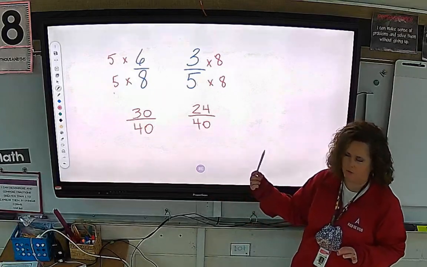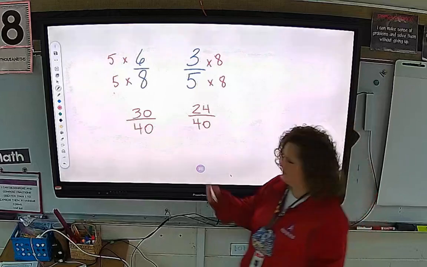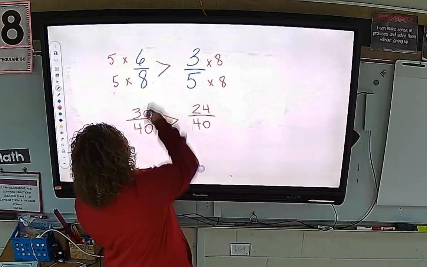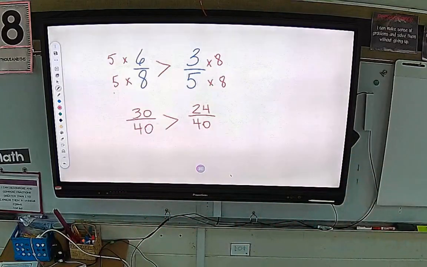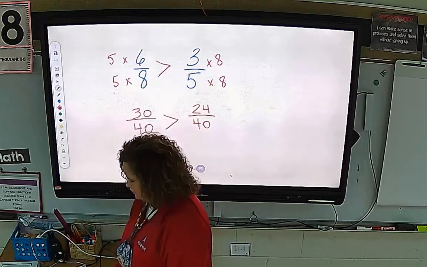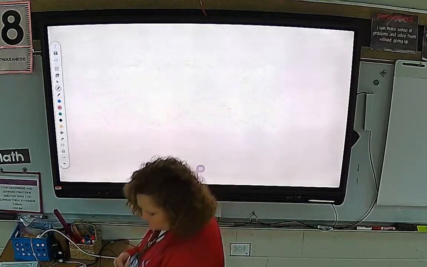Which one has more? Valerie, which of these has more? 30 40ths or 24 40ths? Yeah, 30 40ths. So if that's the case, then that's also the case. All right. No problem remembering that. You guys did a good job with that. Okay. So that is our steal it and hide it. Let's just do one more of those. Then we'll move on to the heart method.